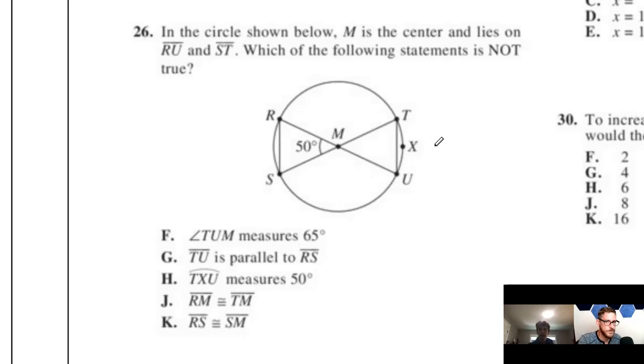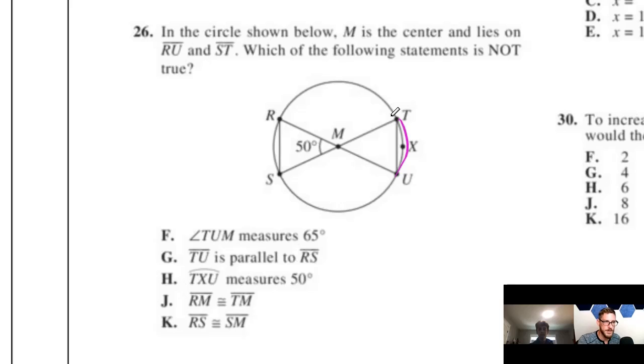Oh, it was kind of taking me a long time, and I was realizing how much time I had left. So I just saw that TXU does not look like 50 degrees at all, and then chose that one. Okay. So TXU here is the measure of an arc, right? This is this arc measure.